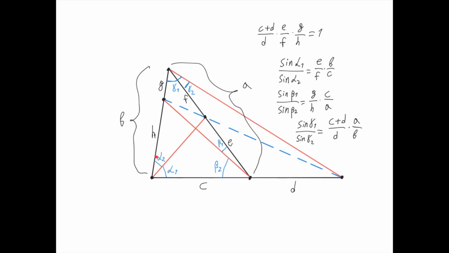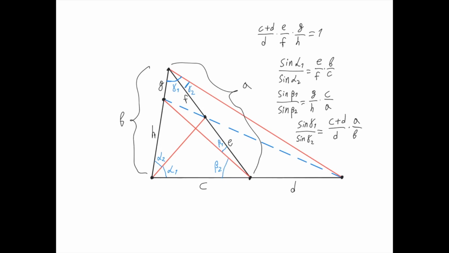Alpha 1 here, alpha 2 here, gamma 1 here, this whole angle, gamma 2, this small angle, beta 1 here, and beta 2 here. Then it turns out that these 3 points lie on a straight line if and only if sine of alpha 1 over sine of alpha 2 times sine of gamma 1 over sine of gamma 2 times sine of beta 1 over sine of beta 2 equals 1.